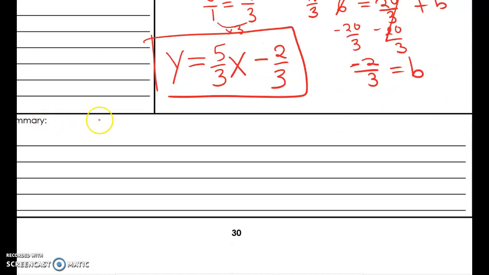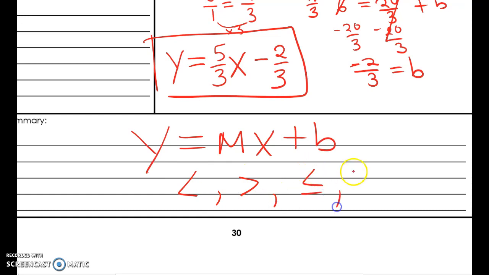So in summary, when you're asked to write the equation of a line and you're given a graph or you're given points on the line, you should be thinking y equals mx plus b if it's an equation, and then obviously if it's an inequality, you would use one of your inequality symbols. Dashed line would be less than or greater than. Solid line would be less than or equal to, or greater than or equal to.